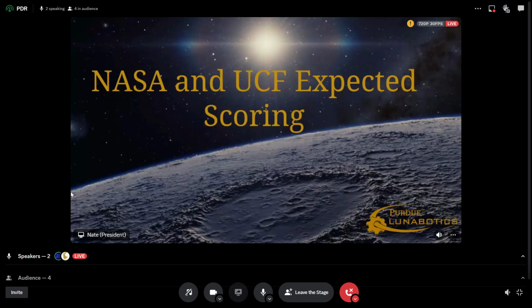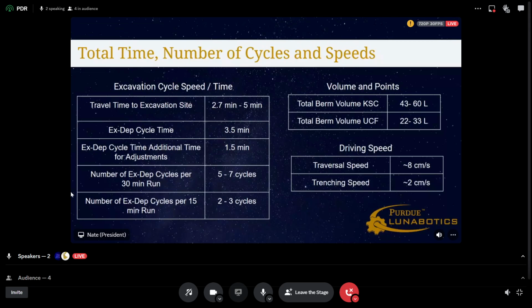Okay, so I'll briefly touch on some rough calculations we've done to estimate what our expected score will be at both the NASA and the UCF competition. To quickly go through the assumptions: driving data was largely based on previous EOS performance, looking at the video recordings and mapping an expected speed, assuming we are avoiding obstacles and taking average speed, which was calculated to be about 8 centimeters per second.